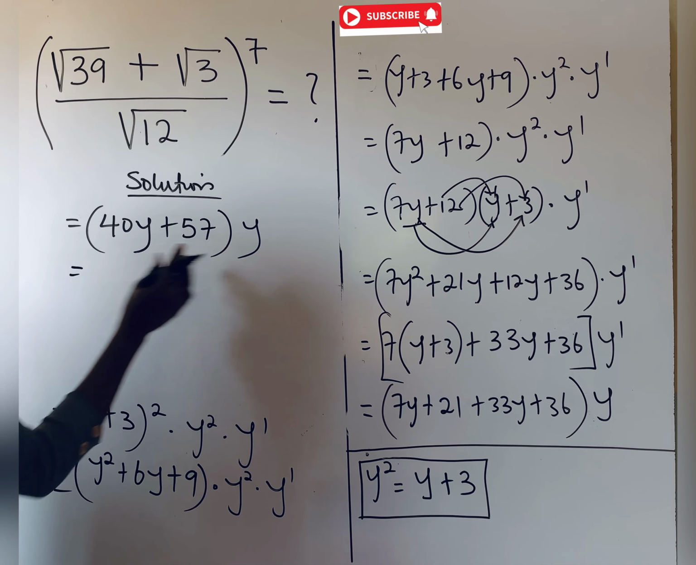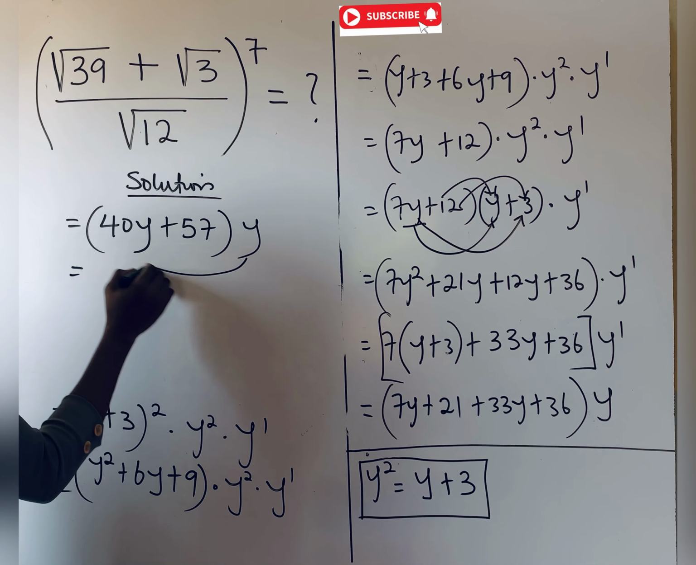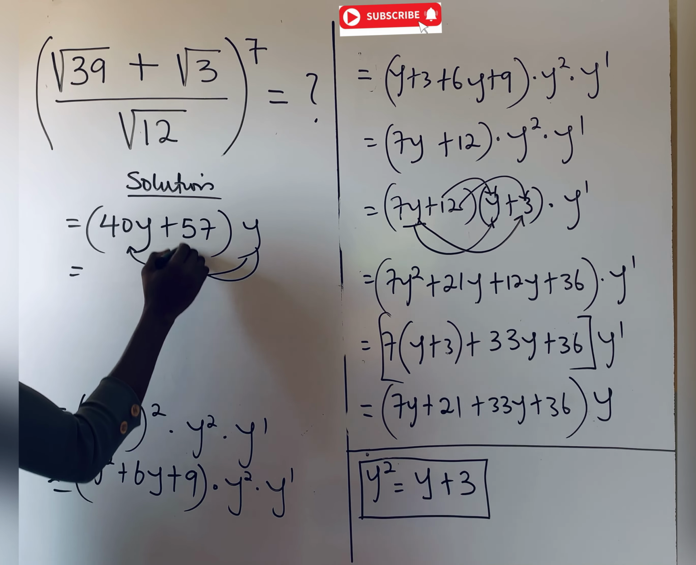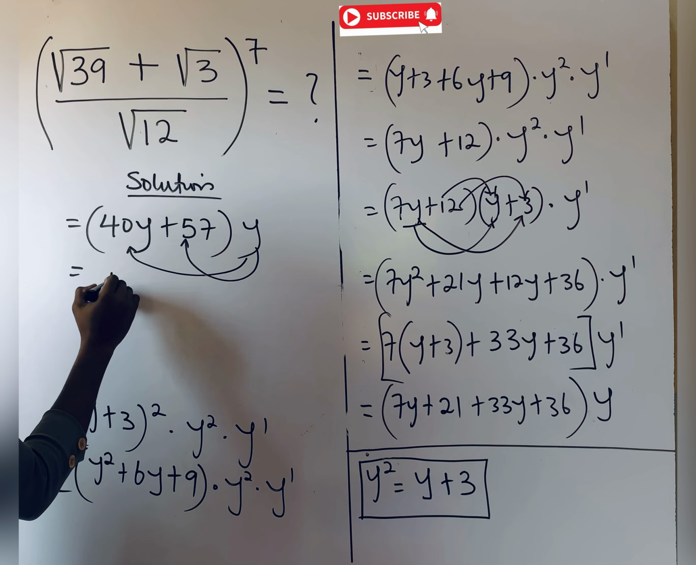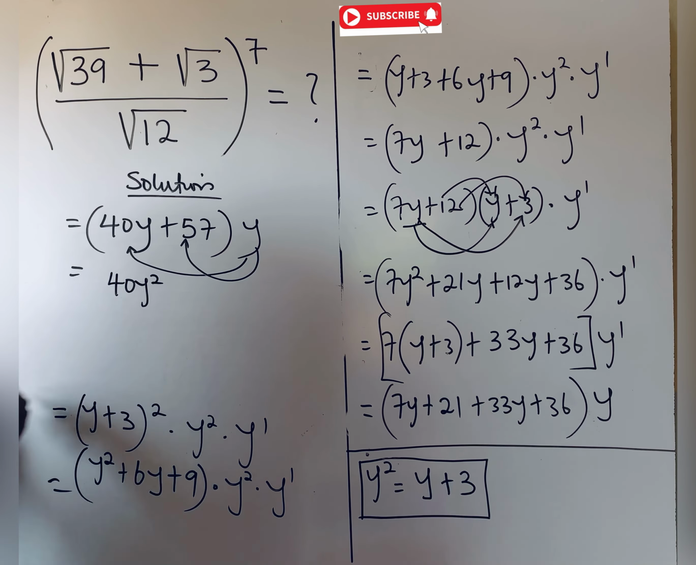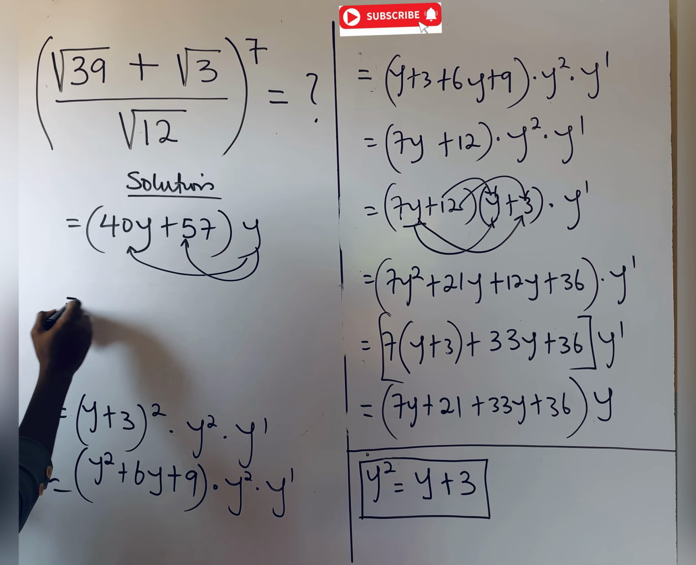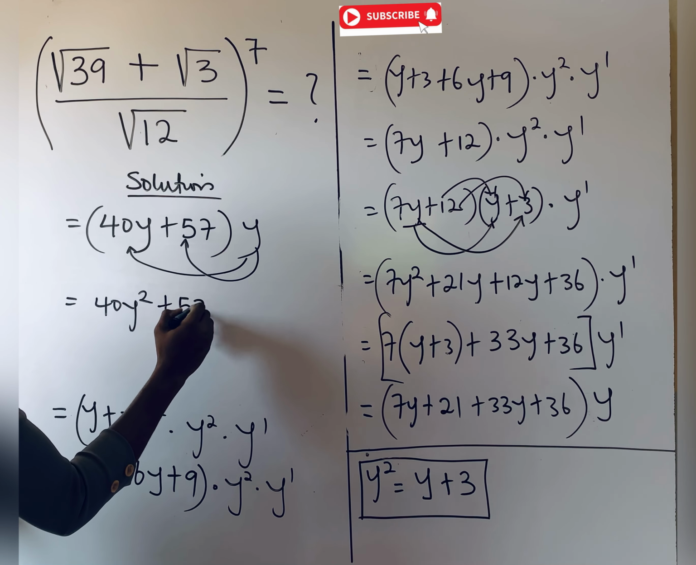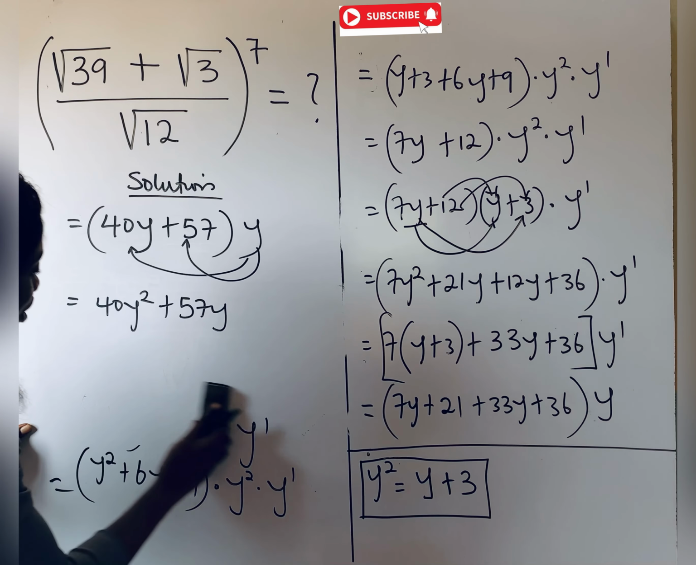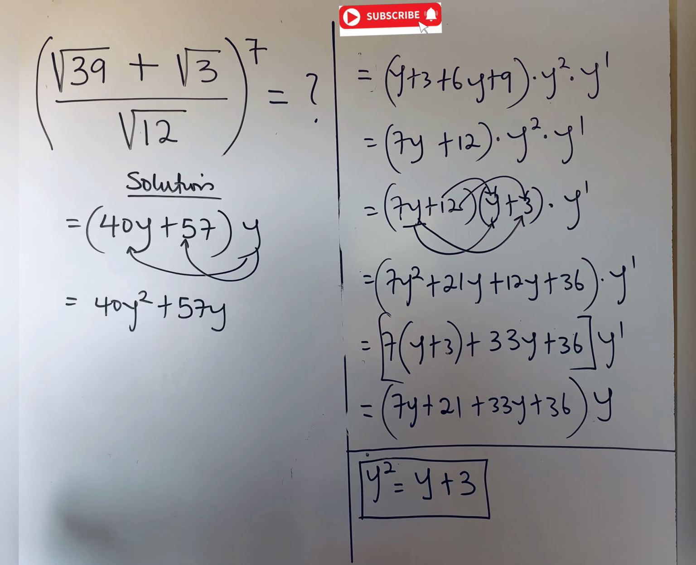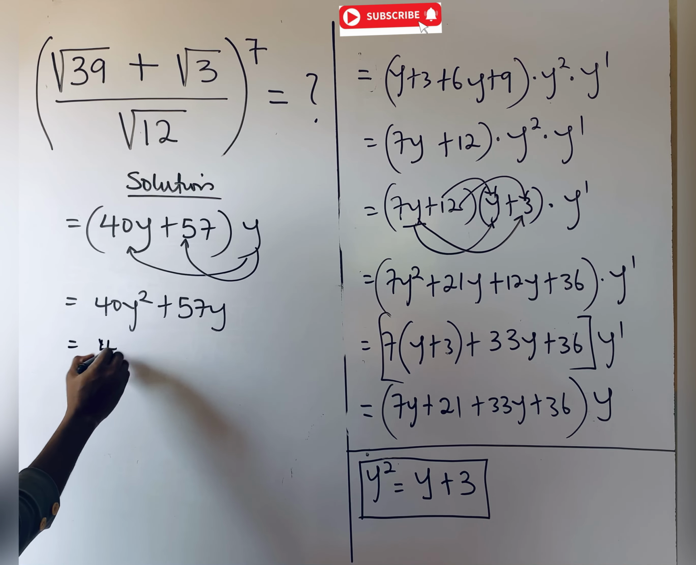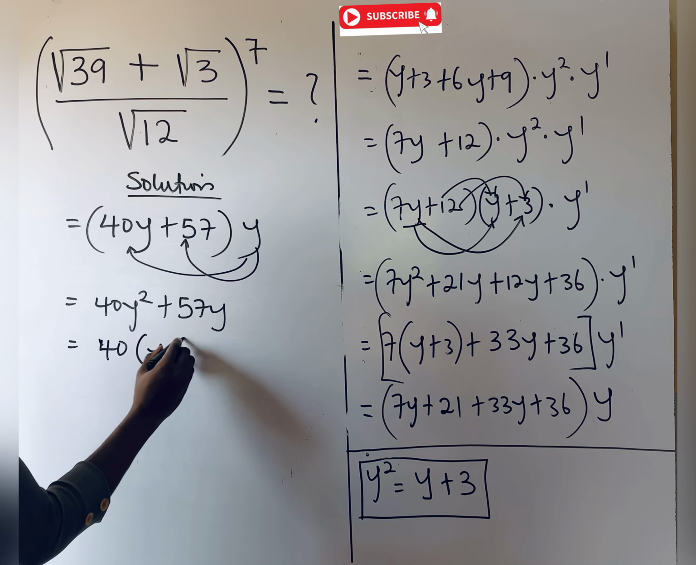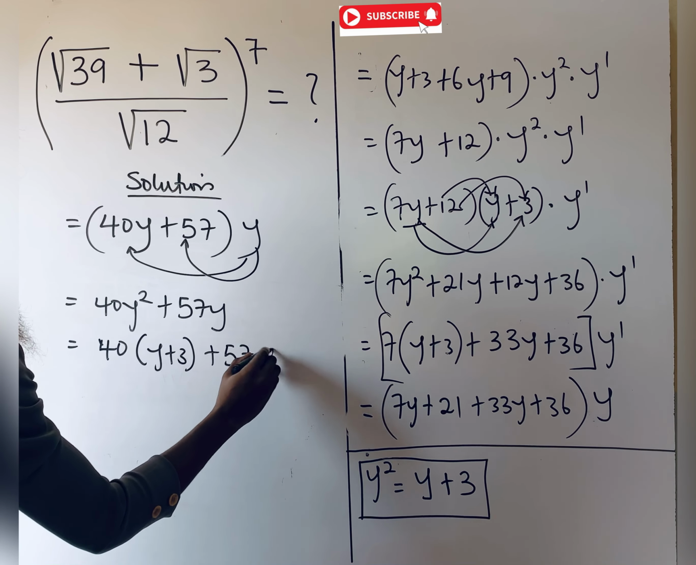Okay, so we are using this y to multiply this, and you also use it to multiply this. So y multiplies this is giving us 40y squared. Let's bring it down. So we have 40y squared. Multiply this, we have 57y. But remember, we don't need y squared. So we're going to remove it and replace with this. So it's going to give us 40 into y plus 3 plus 57y.